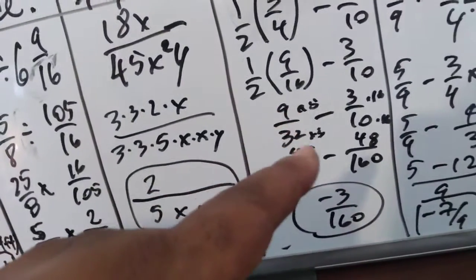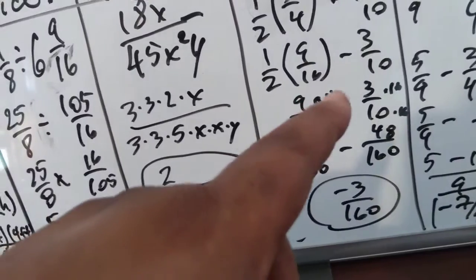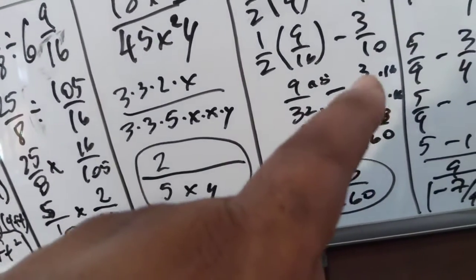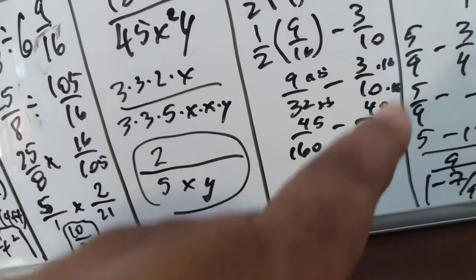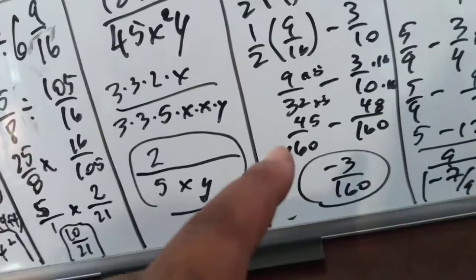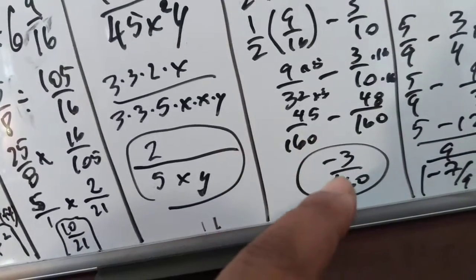But then once you know that, 32 times 5, you got to multiply top by 5, so you get 45. And then minus, drop down, and then 3. I have to multiply 16 times 10 to get 160, so I got to multiply 16 times 3 to get 48. Now 45 minus 48, you 3 in the hole, right? 3 160ths in the hole. So that's how you do that problem.